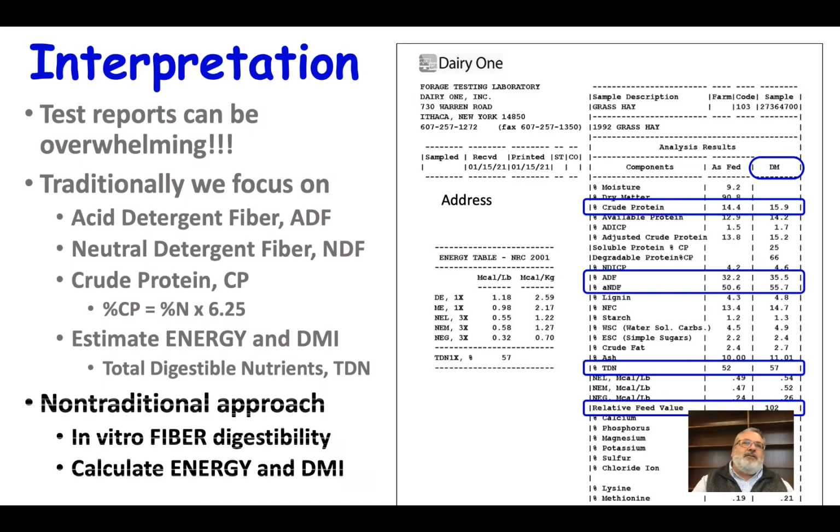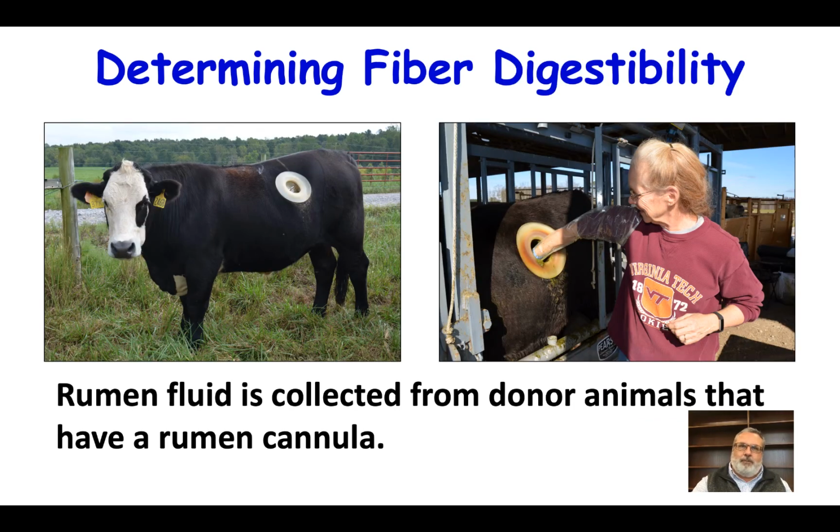All right, let's talk about a little bit non-traditional approach to forage quality, and that's actually looking at fiber digestibility. So the previous approach was all chemical based. An acid detergent and a neutral detergent solution were used. The non-traditional approach actually looks at fiber digestibility and then bases energy calculations and dry matter intake calculations on that fiber digestibility. So how do we get at fiber digestibility in forages?